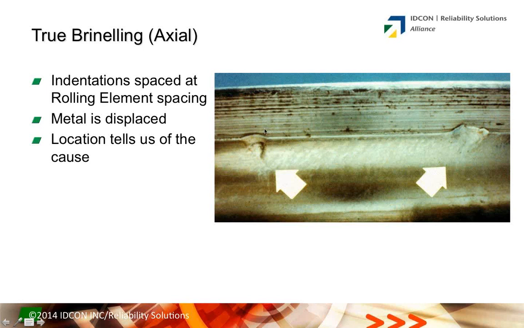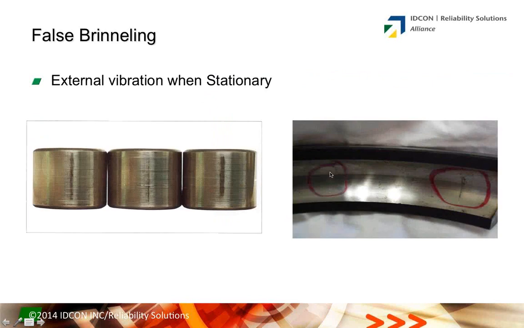True Brinelling, the material is displaced. False Brinelling is the removal of metal, and again, it's spaced at roller spacing, and you can see here across my race I've got polish marks. Okay, it's called false Brinelling. The only thing, one of the few things that causes that is external vibration when the bearing is stationary.